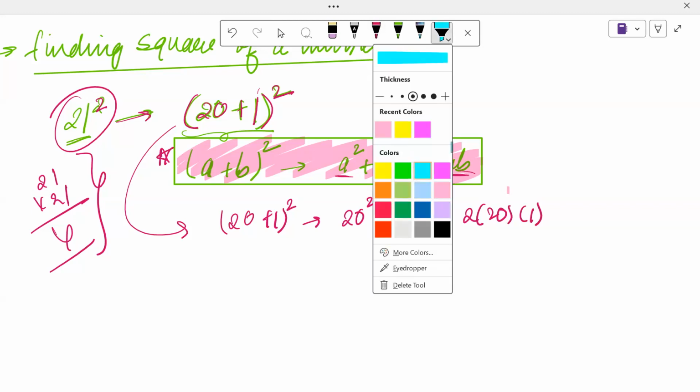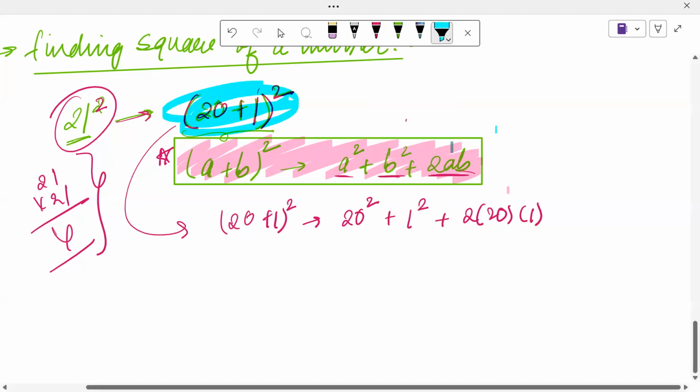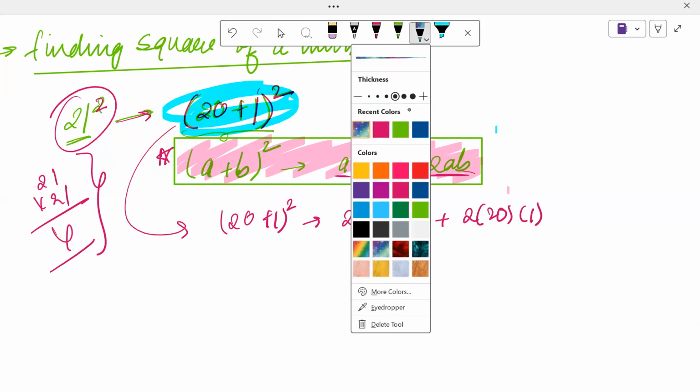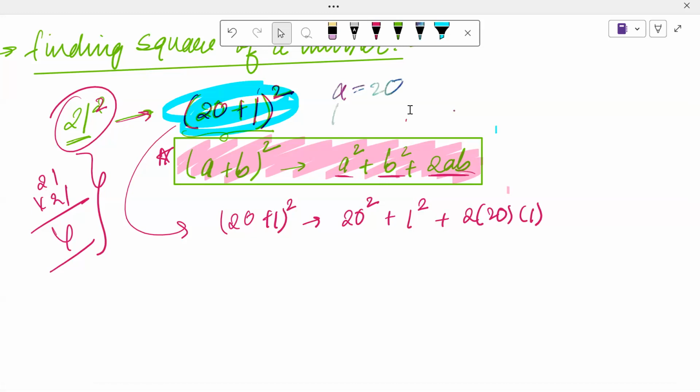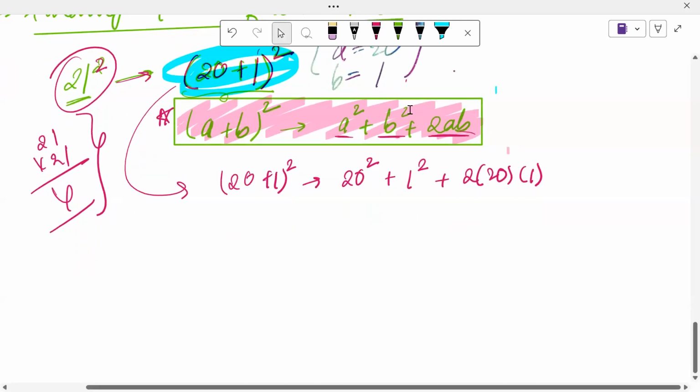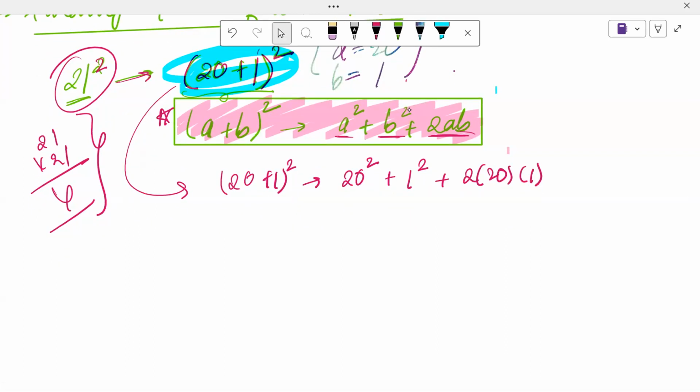Come back to this thing. Now tell me what is a over here. 20. Yeah, a is 20. What is b over here? 1. Now can I use this thing? I'm just using this formula. Okay, ma'am. Ma'am, you're muted. Okay, what I'll do, I will just consider 20 as a and 1 as b.